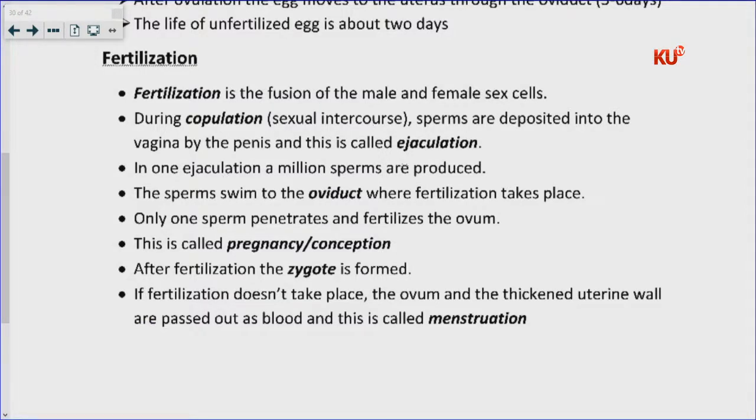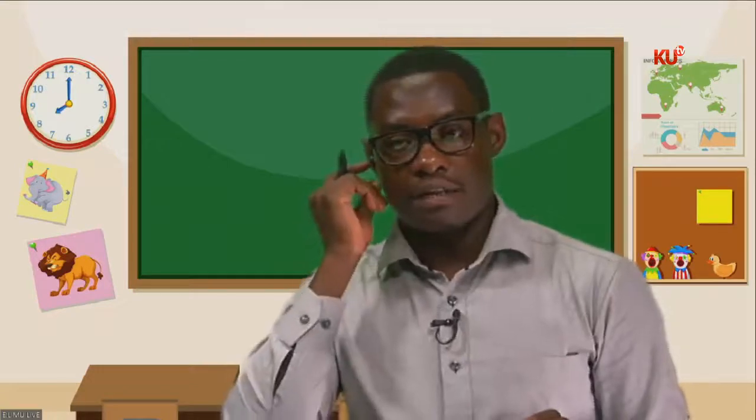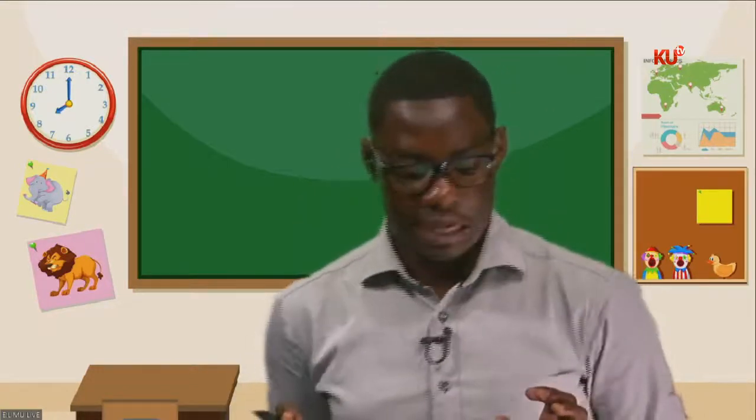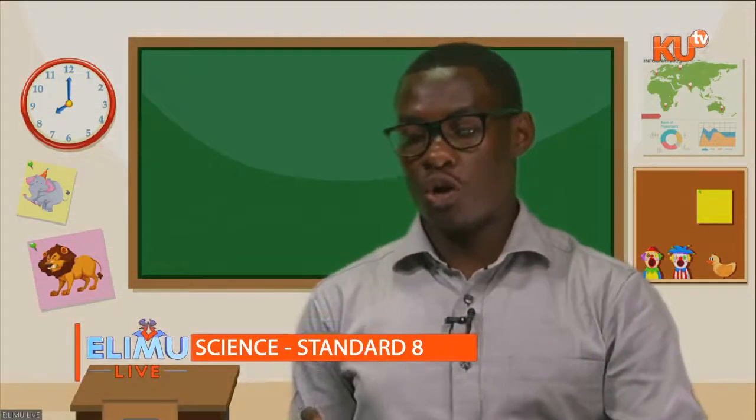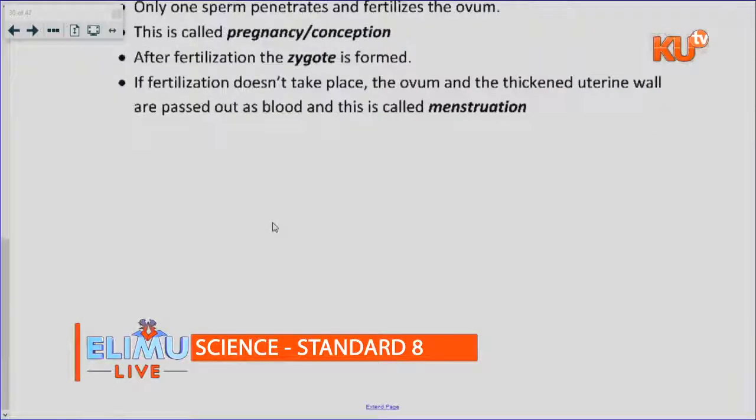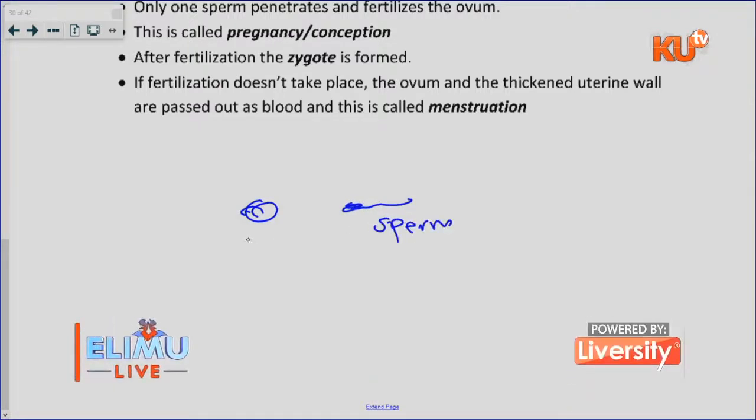And in one ejaculation, 1 million sperms are produced. And the sperms swim to the oviduct where fertilization takes place. Only one sperm is able to fertilize the ovum. Once fertilization has taken place, we have what we call formation of a zygote. So this is what I'm trying to explain. We have an ovum and we have a sperm. So this one sperm fertilizes an ovum, and once that fertilization has taken place, it leads to what we call a zygote. So after fertilization, what is formed is a zygote.